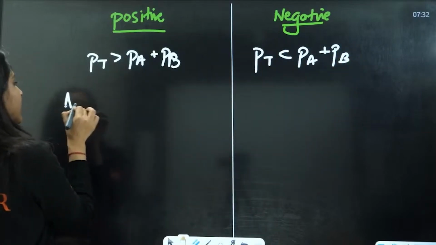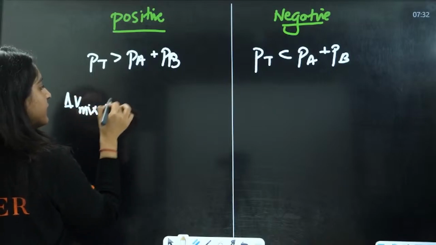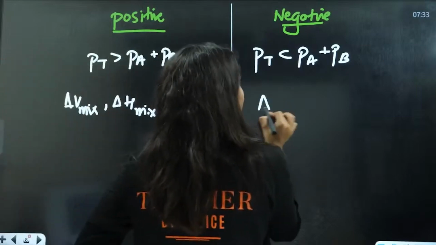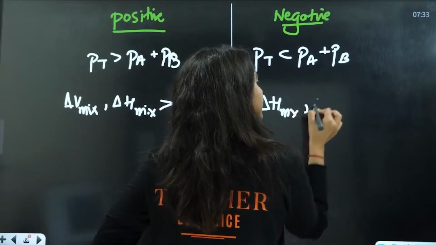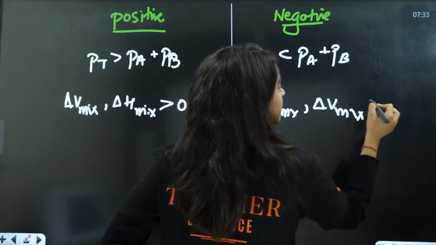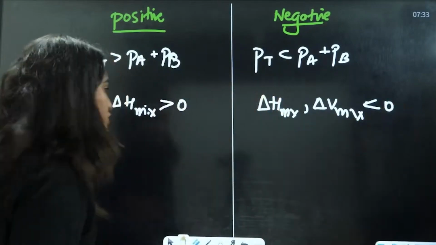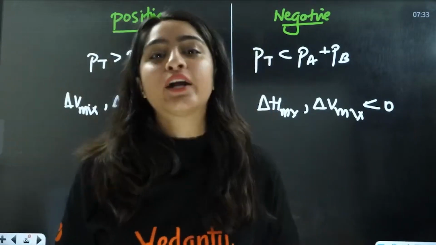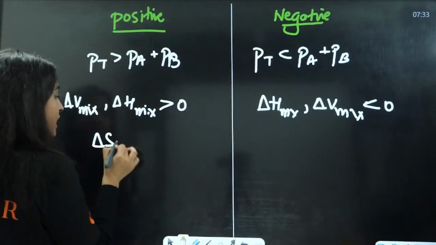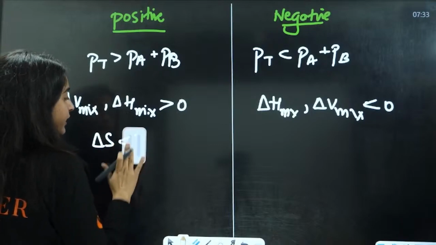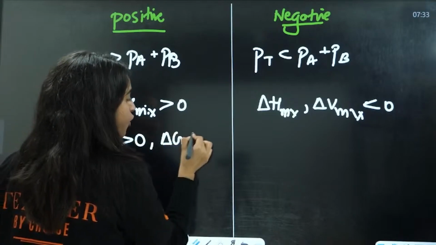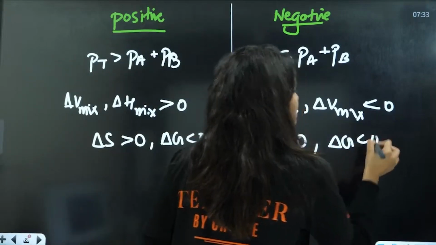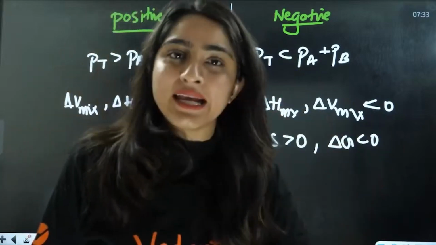Here we have delta V mixing and delta H mixing. These two are greater than 0. Here we have delta H mixing and delta V mixing, that is less than 0, for negative deviation. In both the cases, in ideal, in non-ideal, any kind of solution, delta S is always greater than 0 and delta G is always less than 0. This happens with any ideal, non-ideal, any kind of solution.